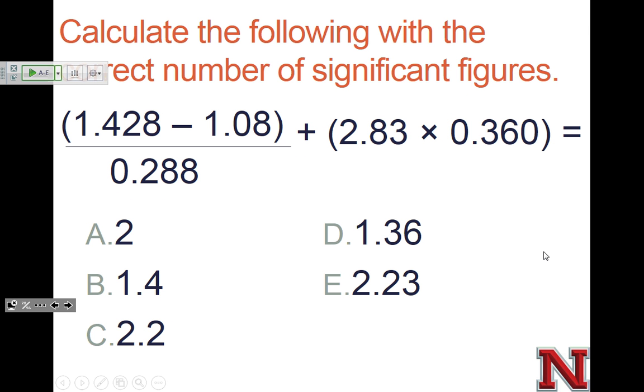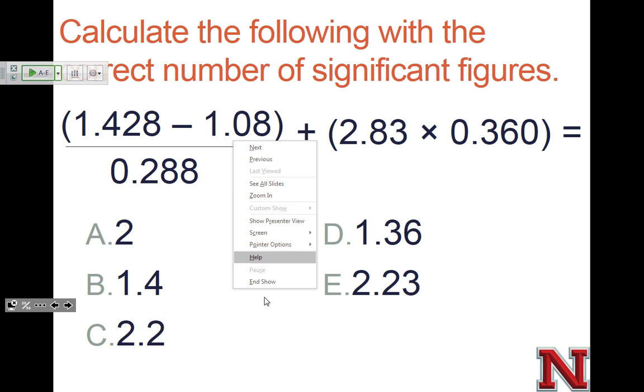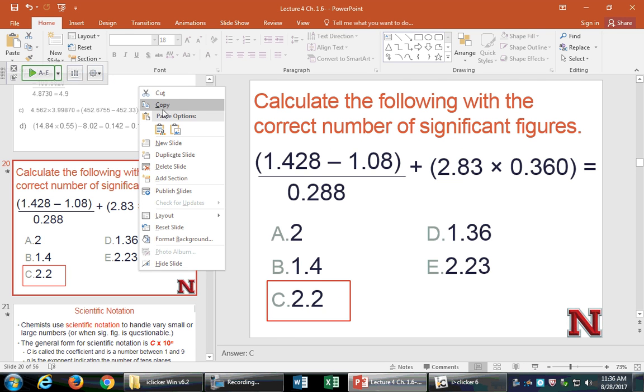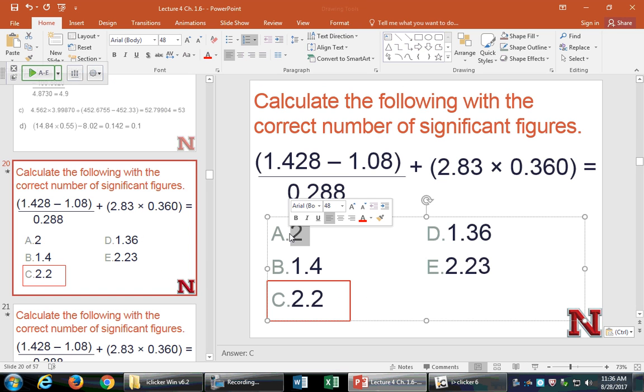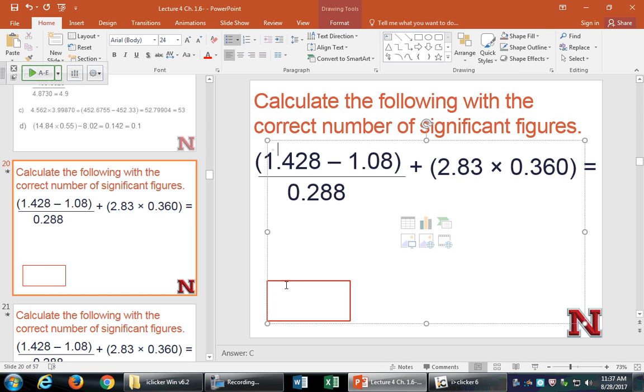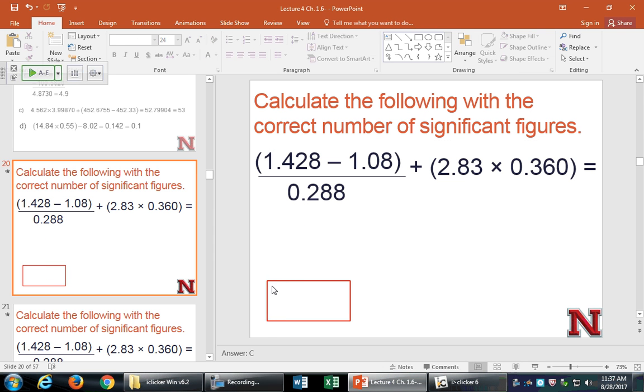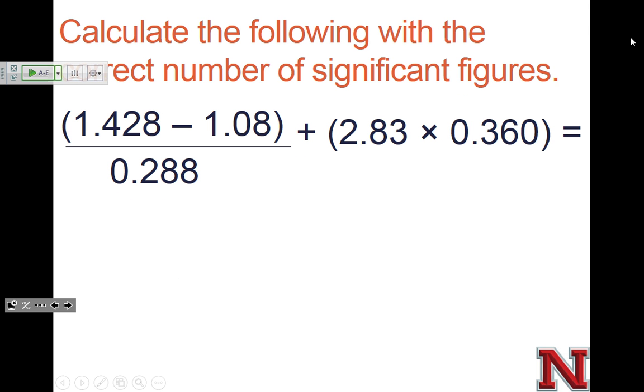So looking at this iClicker question, again, we're just going to be going through our math here. Okay, so what we're looking at here is we're going to do what's in parentheses first. We can start with our subtraction on our top number, or we can start with the second portion. So it doesn't really matter. I'm going to start with over here.